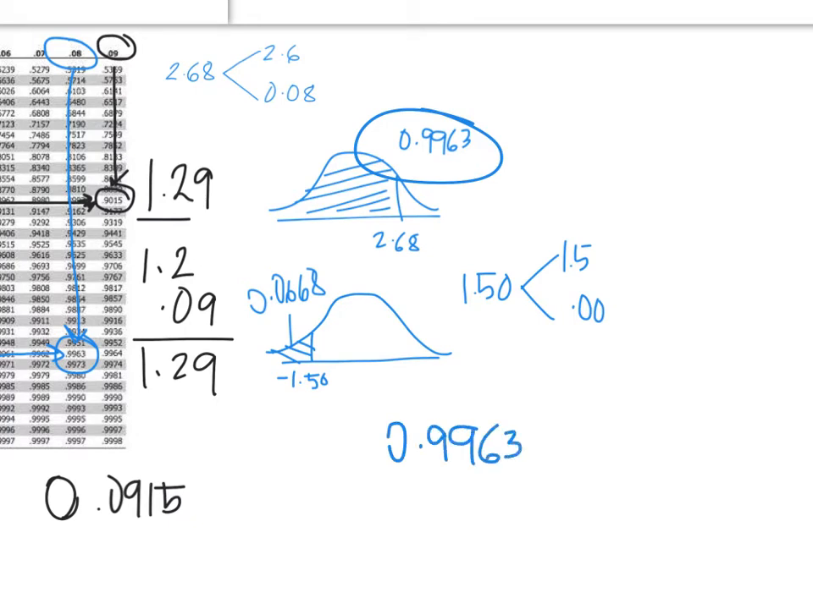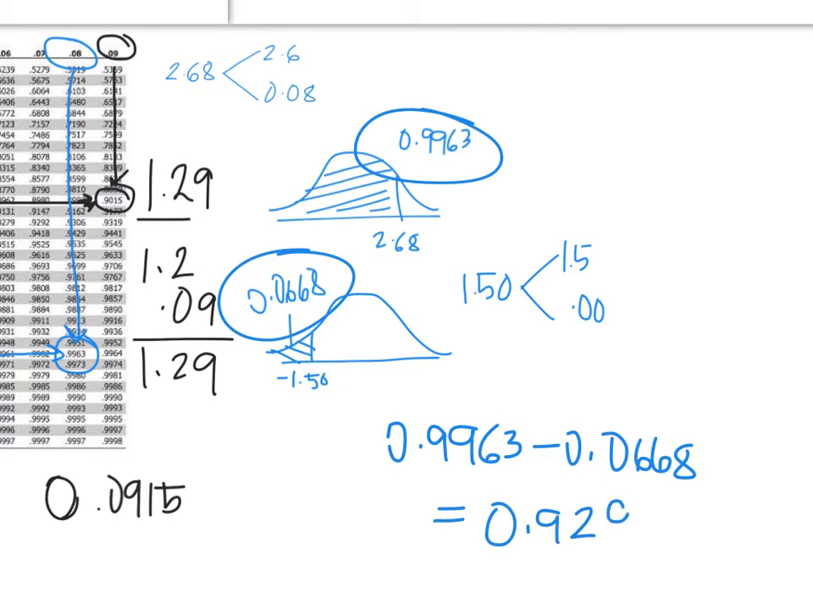Okay, and finally, take this area 0.9963 and then subtract the smaller area 0.0668, and this will be equal to 0.9295. You can use your calculator to compute for the value. So the area is 0.9295, or in percent, the probability is 92.95%.